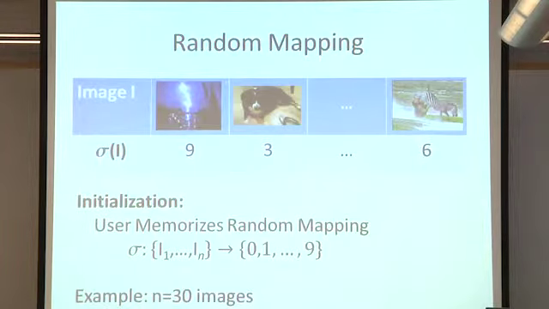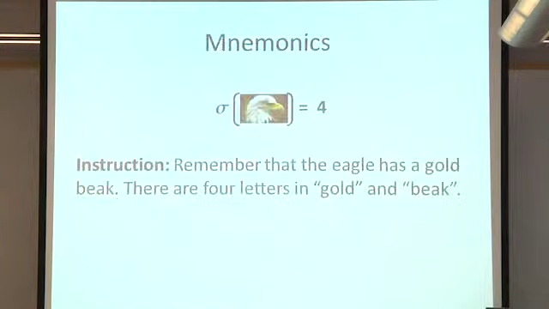OK, so to start off using our scheme, you memorize a random mapping from images to digits. So for example, here we have an image of a lightning bolt, and maybe the random mapping says that this image maps to the number 9. Maybe the image of the dog maps to the number 3, and maybe the image of the zebra trying to get away from the lion maps to the number 6. So to start off using the scheme, you memorize a random mapping. And in this case, we'll use n to denote the number of images. So for example, maybe n is 30 images. I was able to memorize a random mapping from 100 images to digits for even stronger security guarantees.